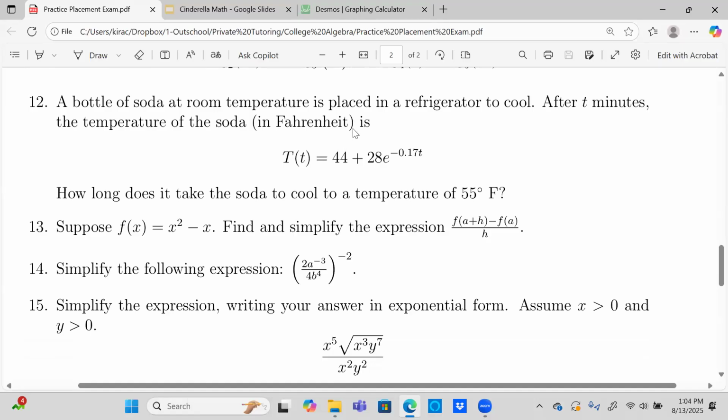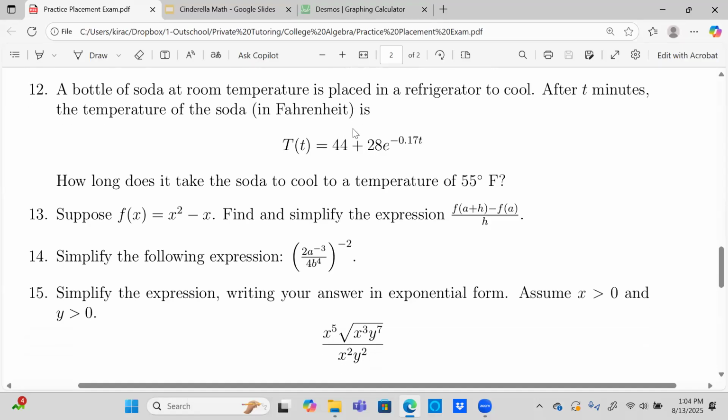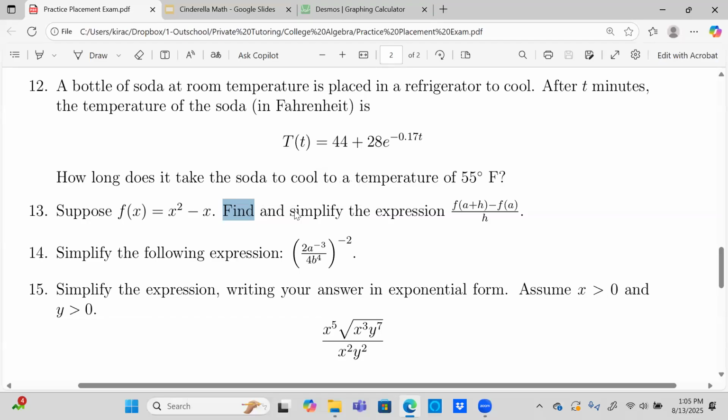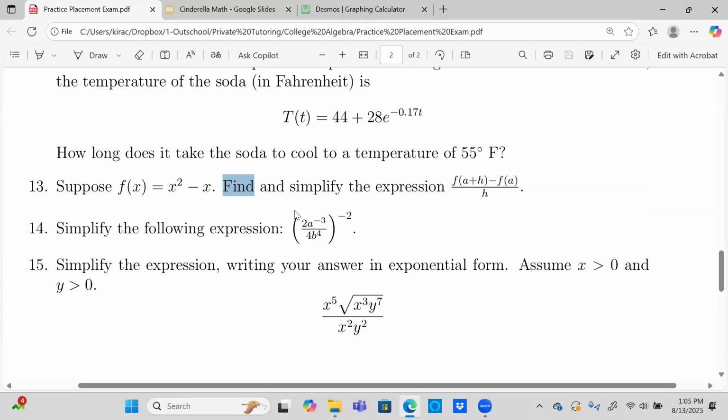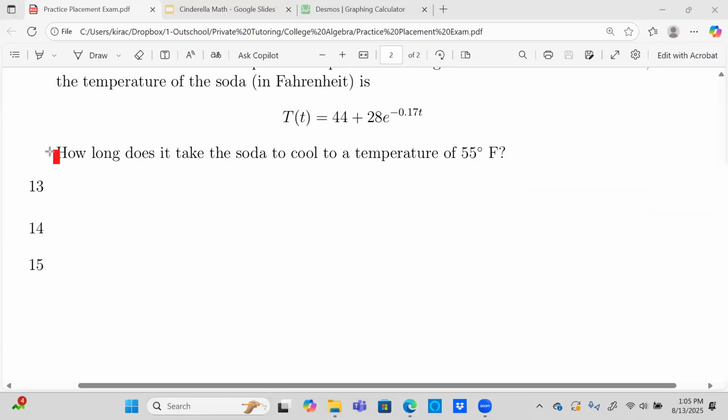A bottle of soda at room temperature is placed in the fridge to cool after T minutes. How long does it take to reach a temperature of 55 degrees? Okay, so that's the temperature we want the soda to be. So 55 is going to go in for temperature. So we have 55 equals 44 plus 28 e to the negative 0.17 t. And we're solving for t. That's the time it takes. How long does it take to cool down our soda?